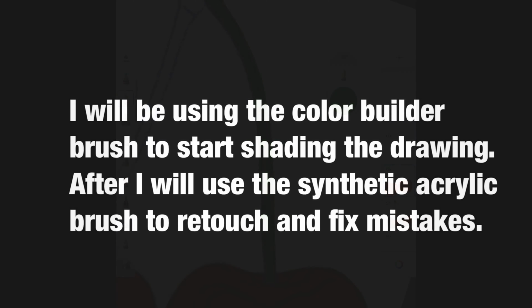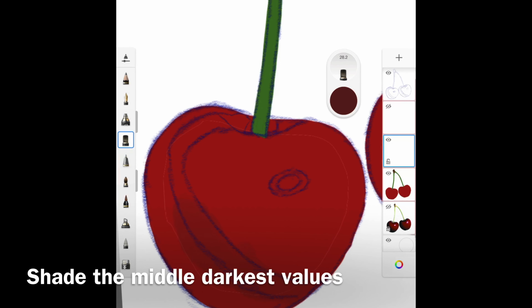Now I'm going to start shading the cherry using the color builder tool. I like this tool because it helps you build up the colors slowly. I'm going to start with a mid-tone shade of red. I really like using the color builder tool because it helps you to lay out the colors slowly but surely. I'm also going to make sure to shade the cherry to give it the illusion that it's round.